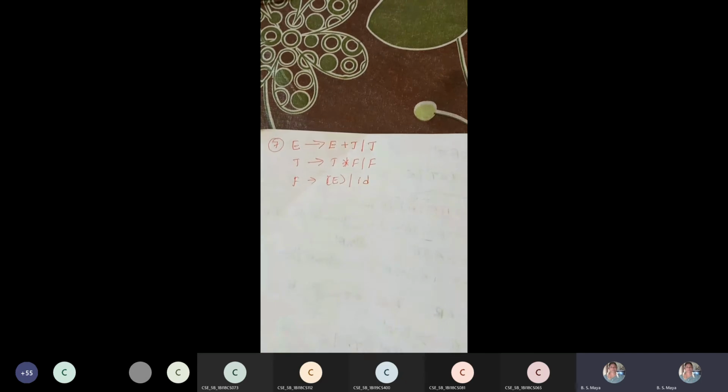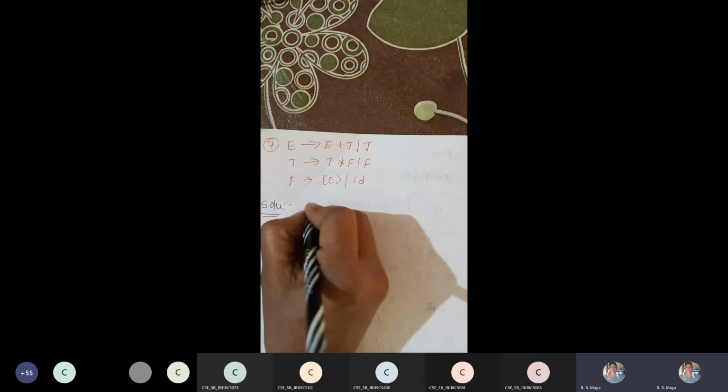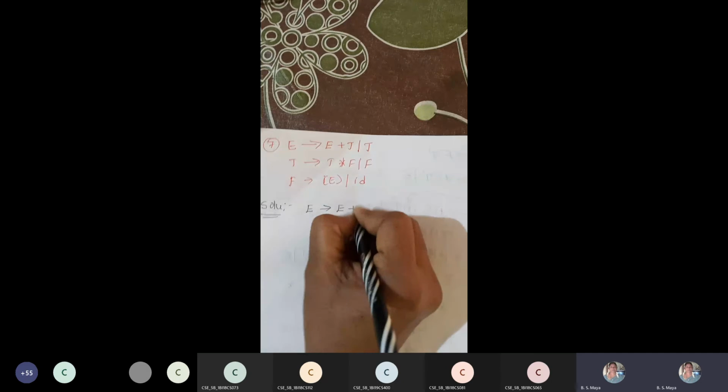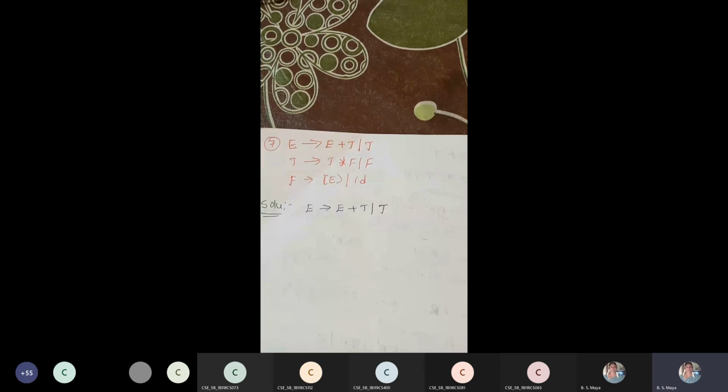Remove the left recursion from the given grammar. You will get it like this; not only one line. A set of productions will be given, and you have to start. Take the first production: E derives E plus T or T. Then write down that the grammar has left recursion.